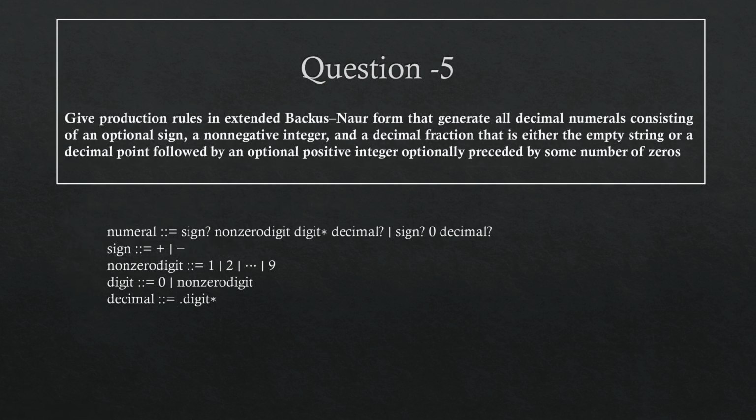Question number 5. Give production rules and extended Backus-Naur form that generates all decimal numerals consisting of an optional sign, a non-negative integer, and a decimal fraction that is either the empty string or a decimal point followed by an optional positive integer optionally preceded by some number of zeros. Okay, so this is the extended Backus-Naur form.